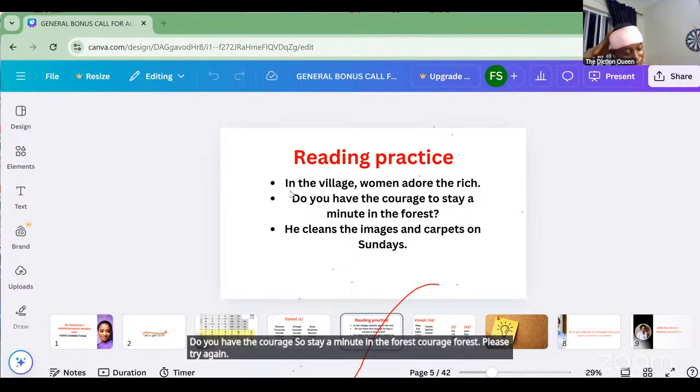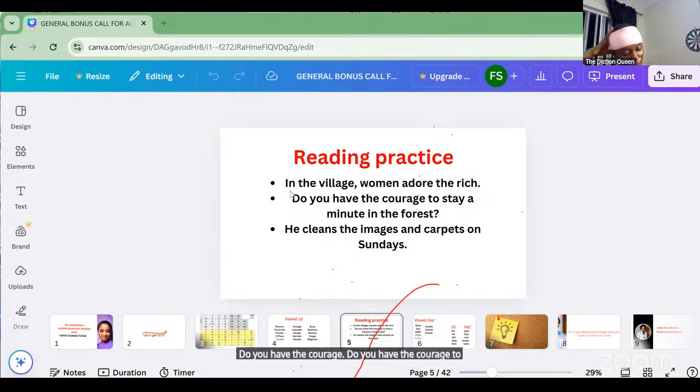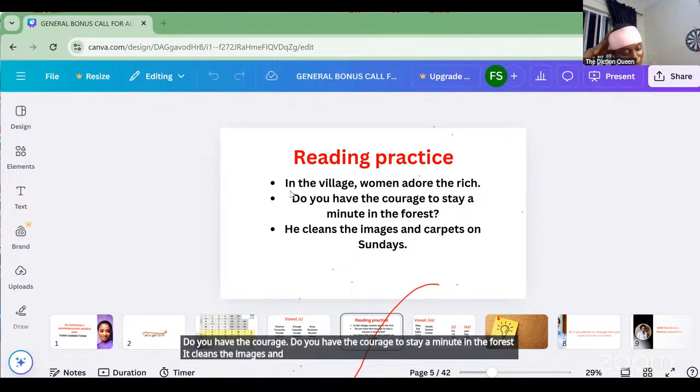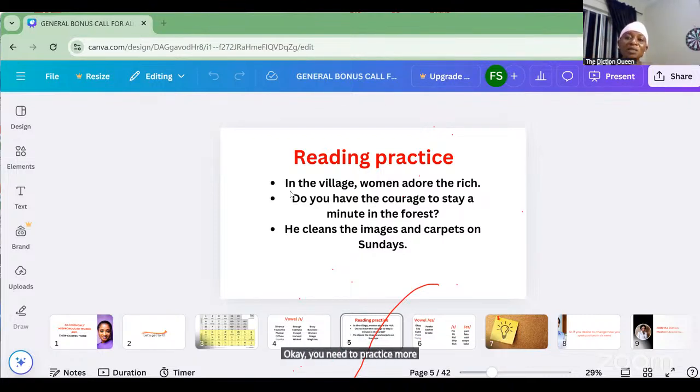Do you have the courage to stay a minute in the forest? It cleans the images and carpets on Sundays. Okay, you need to practice more. Your pace is not helping, and you're not paying attention to the sounds as well. I think I've called Ogundiran already, so I'm going to call another person. Zuliyat. Oh, I can't see Zuliyat again.